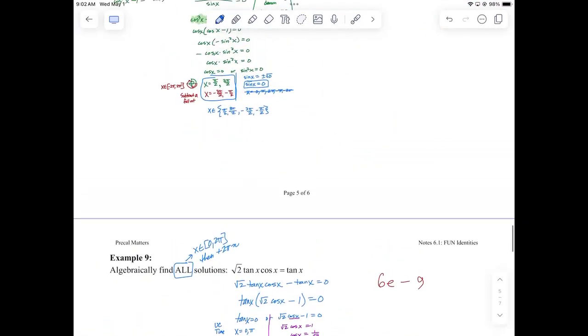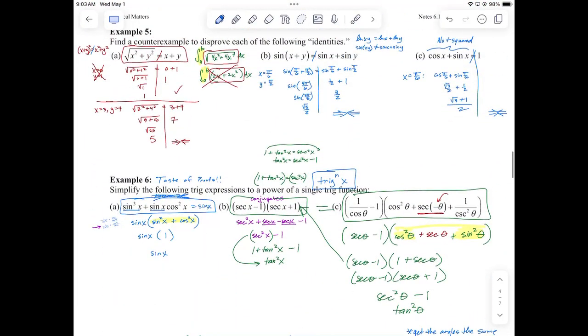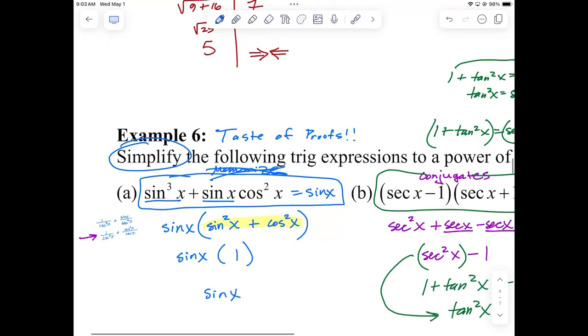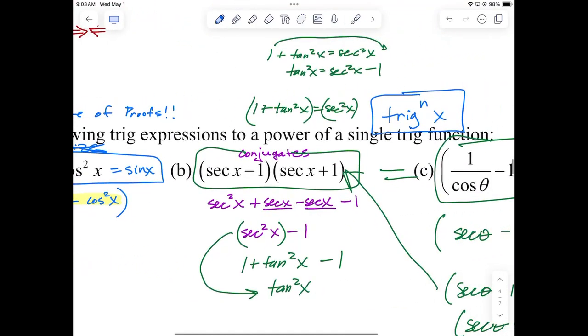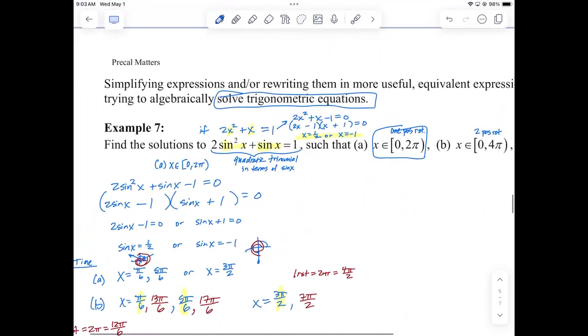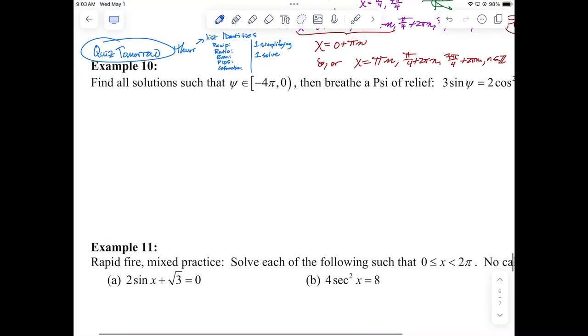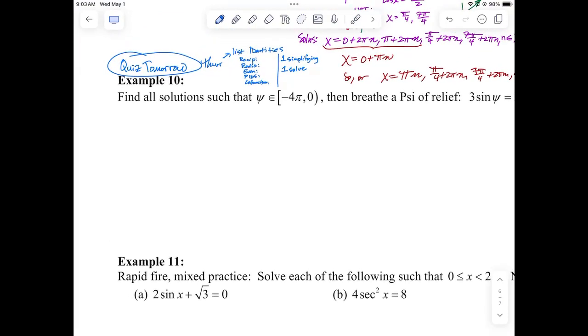Simplifying. All right, have we forgotten what we've been doing? Simplifying. That's what we did on example 6, where we get down to a single power of a trig function. You'll have one like example 6, and then one like example 7, 8, 9, and 10. And 11. All right, now we are on example 10, so let's go for it.